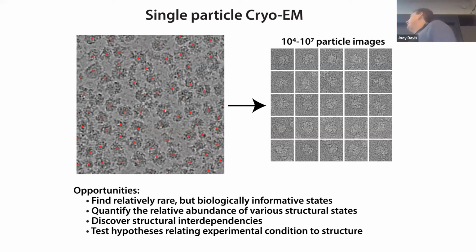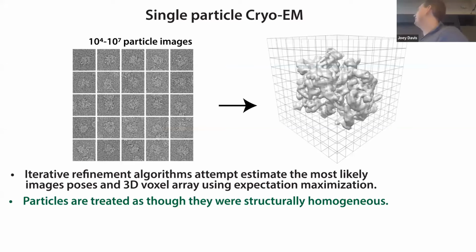If you could do that, then you could do things like discover structural dependencies. And you could test hypotheses that relate some experimental condition to structure, right? So instead of getting one structure, you get an ensemble of structures. You change the condition and ask how that ensemble changes. Okay, this is fundamentally a computational problem to figure out how you could leverage this low SNR data to go after these opportunities. And so the way that people have historically done this is one of two things.